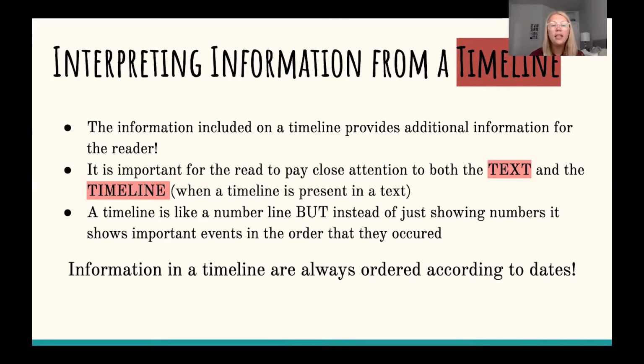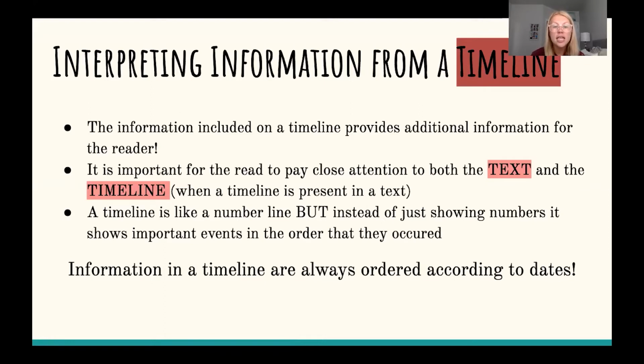A timeline is like a number line, but instead of just showing numbers, it shows important events in the order that they occurred. So I'm sure you guys all know what a number line is. You probably have seen it in math. A timeline is very similar to that, but instead of just showing numbers, it shows important events. And it's important to remember these events are listed in the order that they occurred.